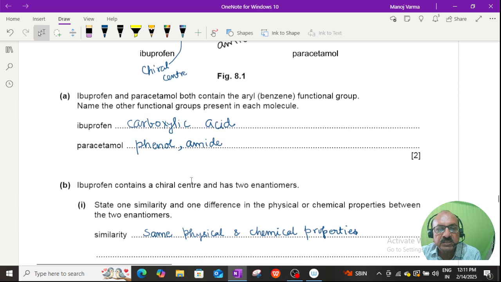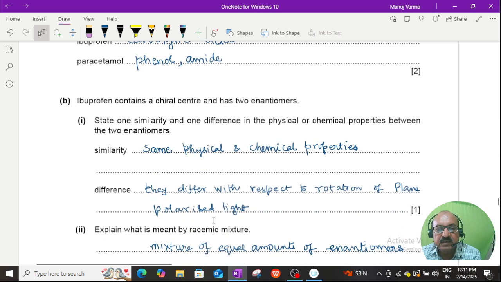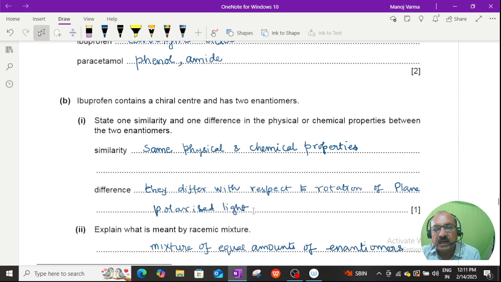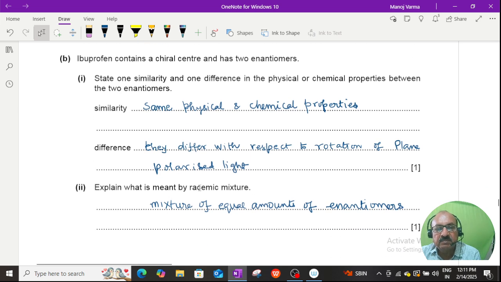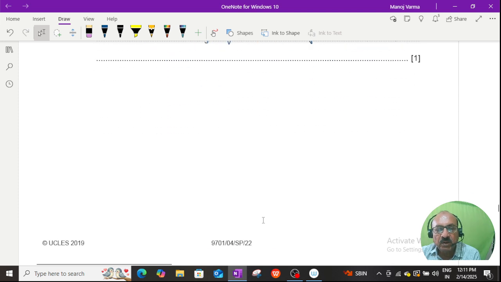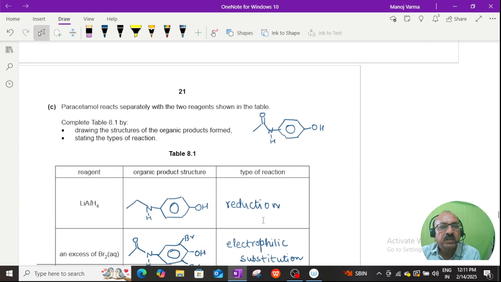So it has enantiomers. So what is the similarity? The enantiomers have the same physical and chemical properties, and the difference is that they differ with respect to the rotation of the plane polarized light. As you know, the enantiomers rotate the plane polarized light either clockwise or anti-clockwise by the same angle. Now what is meant by racemic mixture? Racemic mixture is when you mix equal amounts of the two enantiomers, you get a racemic mixture. Okay, now let's go on to the next question.